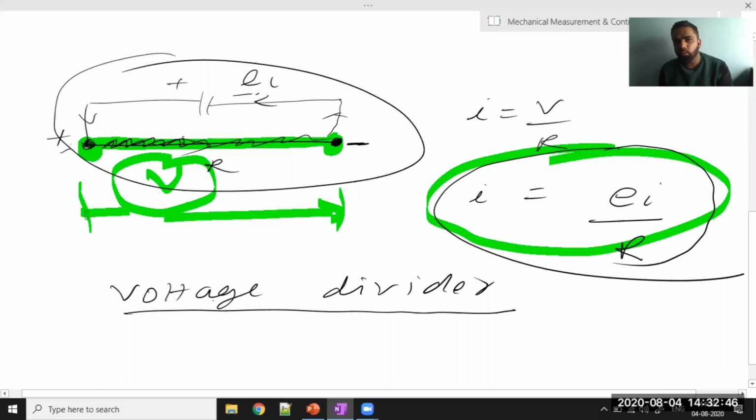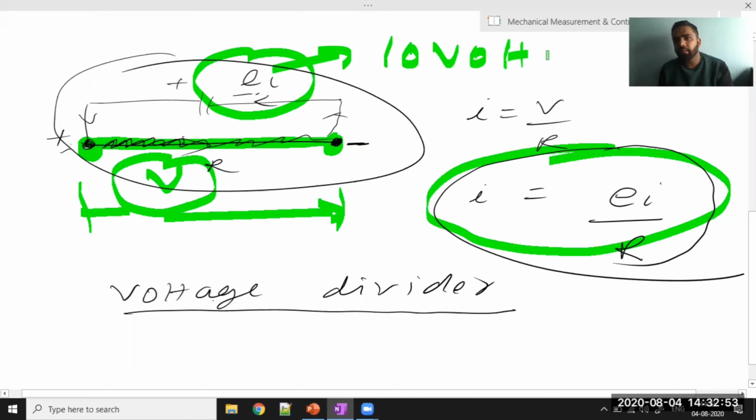What should be the voltage across this terminal? The voltage across this terminal should be equal to the voltage that I am supplying. Suppose I am supplying 10 volts. So if I am supplying 10 volts, what will happen? This wire should get 10 volts. Now, how will it get 10 volts?